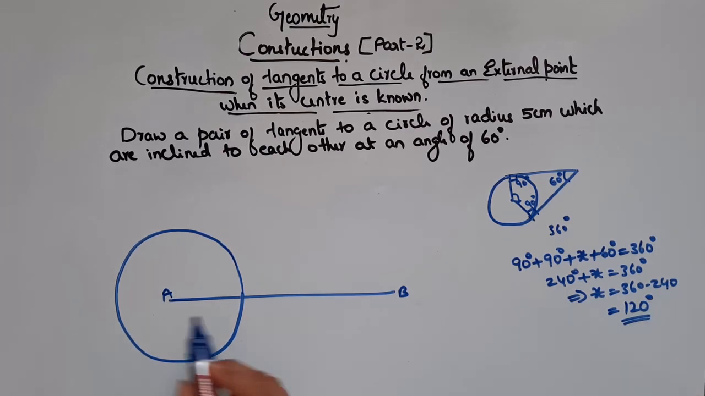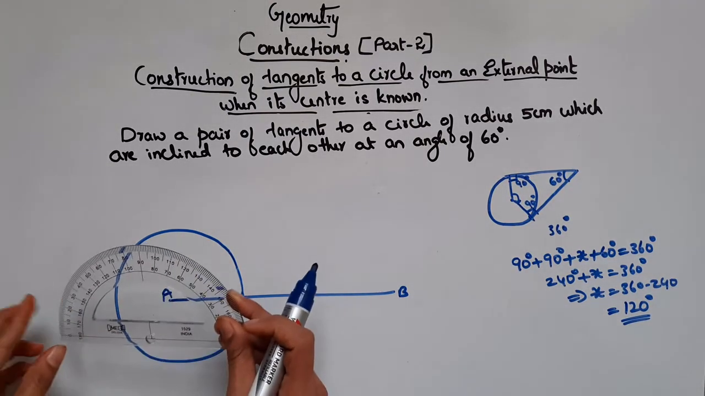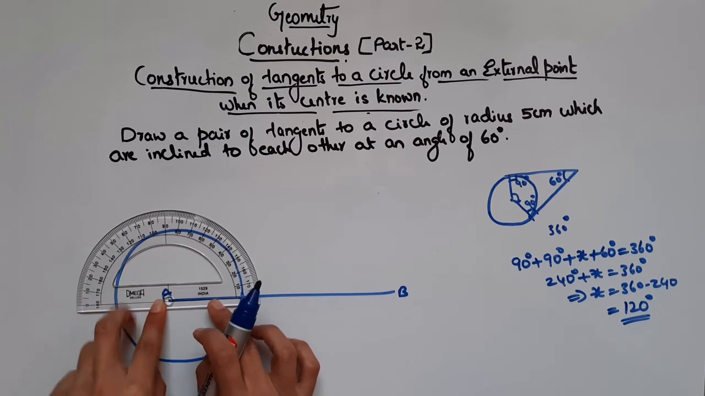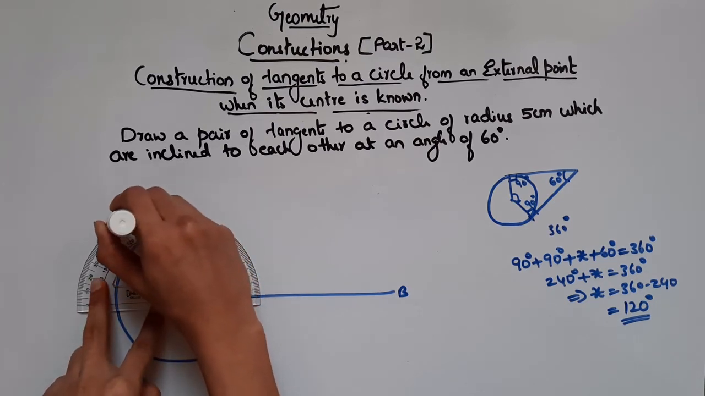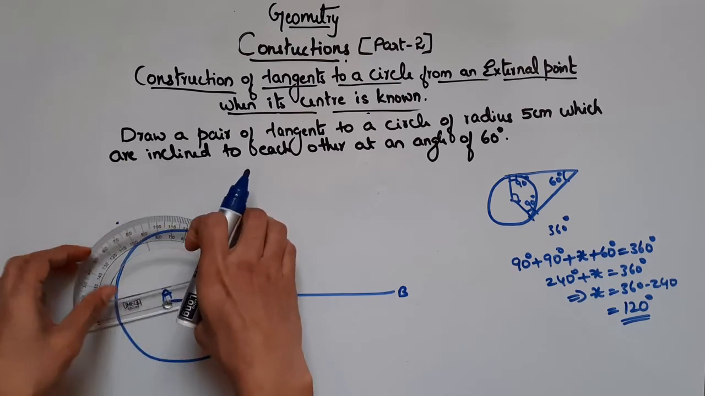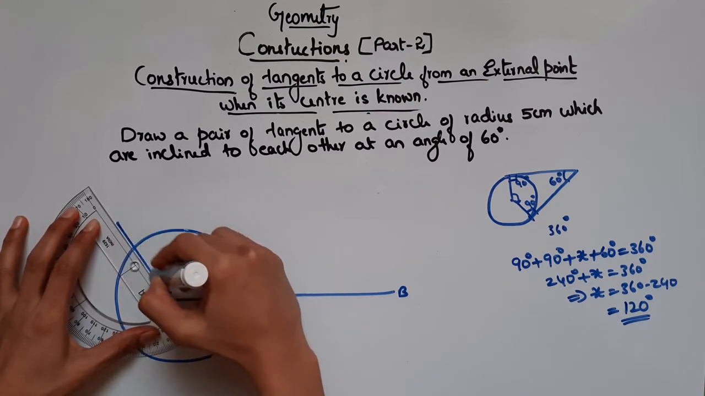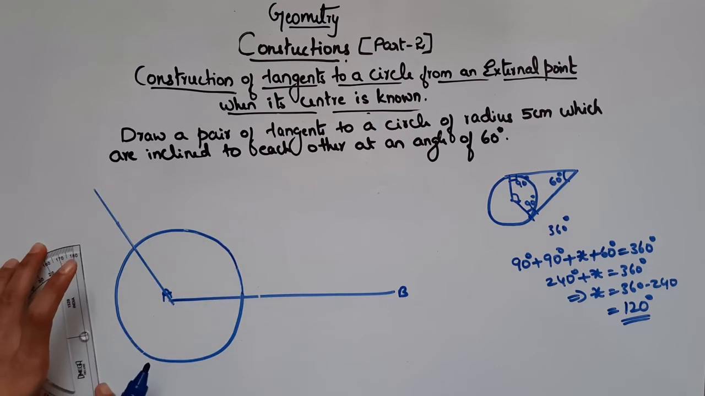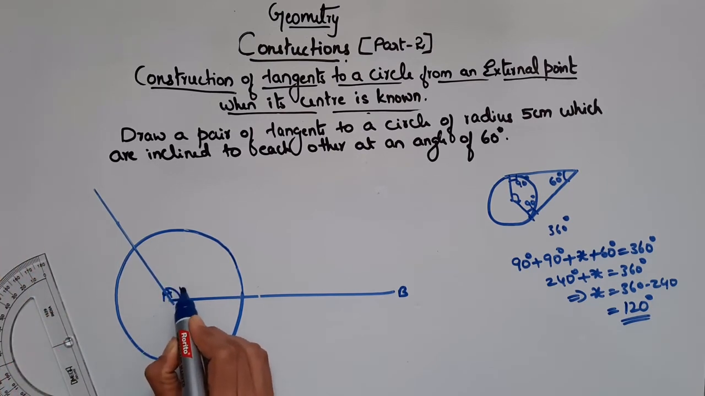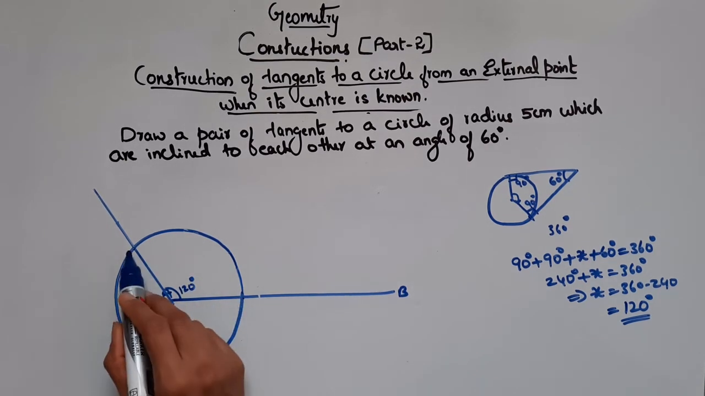Right? So now let's take the center angle as 120. By using a protractor, you will measure 120. Keep your protractor at this point. Measure 120 and join this point like this with the center. So this angle is 120 degrees.